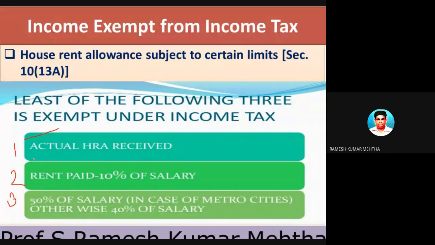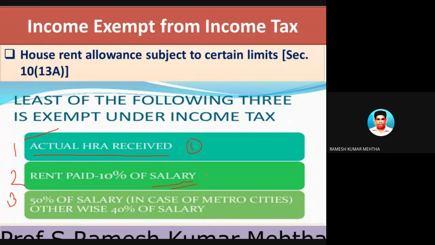So the least of the following is exempted from tax. The actual HRA received by the employee from the employer is the first item you have to find out. Number two is rent paid by the employee minus 10% of salary. And third is 50% of salary in case of metropolitan cities, and 40% of salary in case of non-metropolitan cities, or cities other than metropolitan cities.